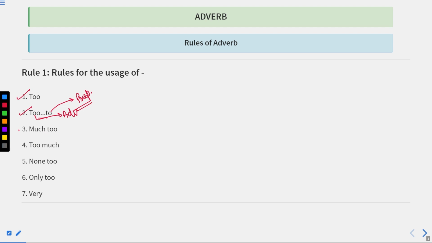After that, we'll discuss the usage of much too, and after that, we'll discuss the uses of too much. So you must have heard these two phrases, too much and much too. Now, too much you must have heard frequently, but the phrase much too may be possible you have not heard before, or have rarely heard, or heard a fewer number of times. After that, we'll discuss none too, only too, and then very. So we are going to discuss all these words in this session.